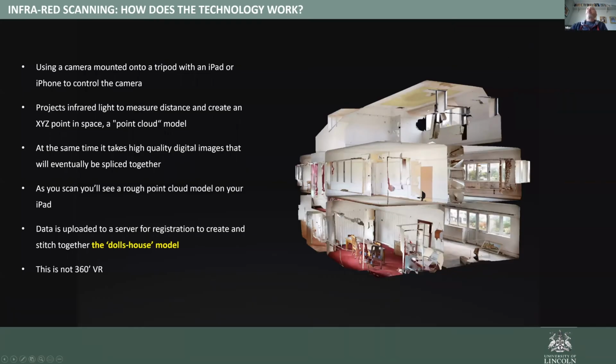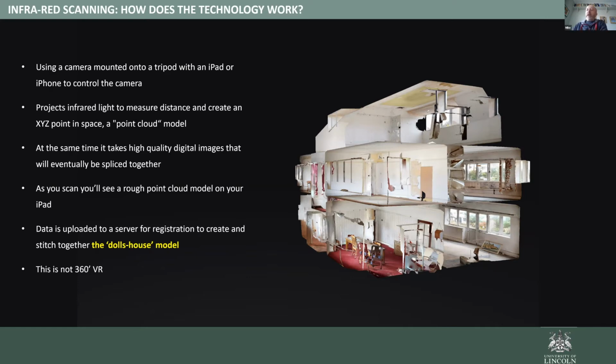This is an example of what the doll's house looks like once it's been processed. Once we've captured it on the iPad, we go back to the office, we upload it to the server. It's usually processed overnight automatically. We don't do anything with that data. So again, that means that there's a very limited labor content in there. And then the following morning, typically, we've got our results for us to then start to populate with what we call hotspots or points of interest.